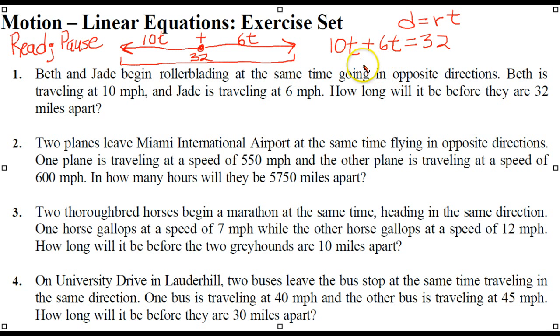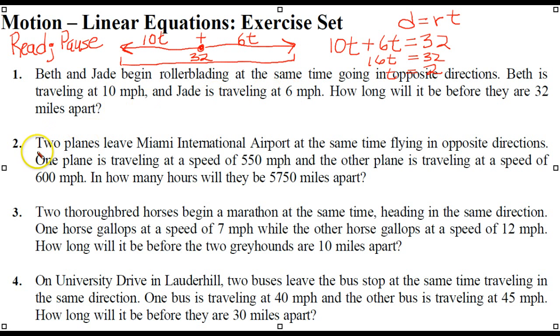So in a sense, this one will be easy. This is 16t equals 32. So t here is going to equal 2. So it will be 2 hours then before they are this far apart. And if we went 10 times 2, that's 20. 6 times 2, that's 12. 20 plus 12 is 32. So this was sort of an easy one.